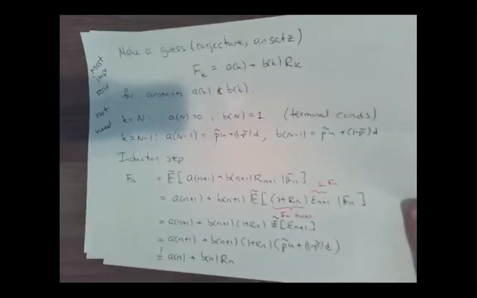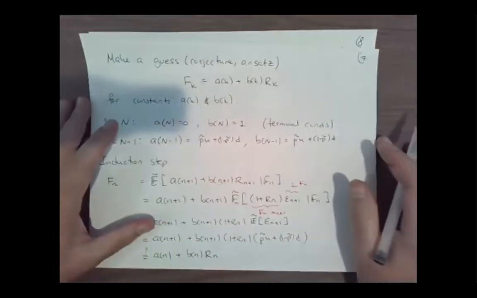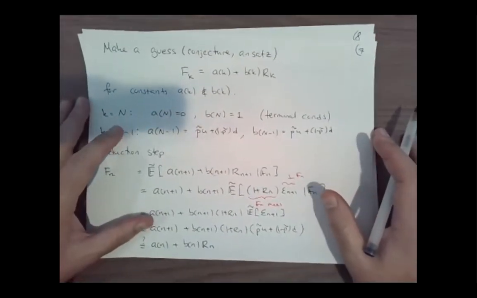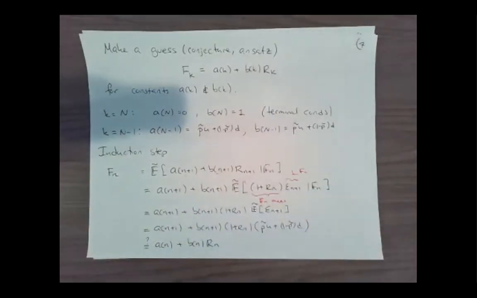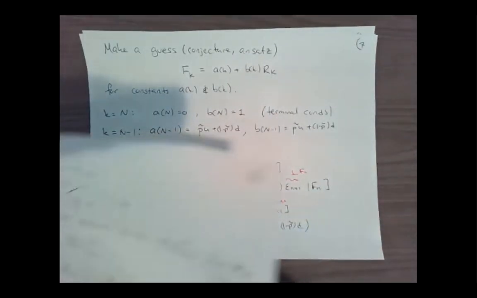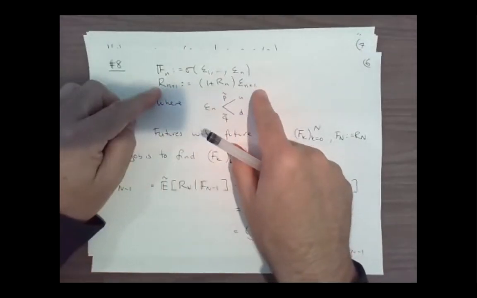This is affine in R. Very, very simple. And what makes this form so simple is because the interest rate up here has this very simple form.